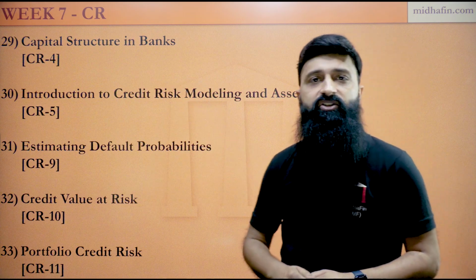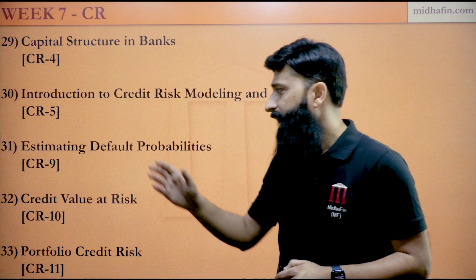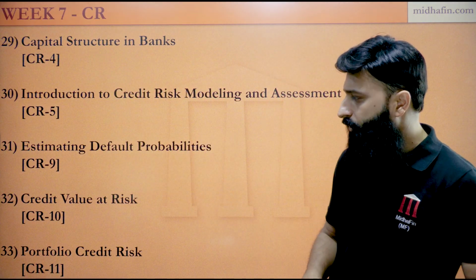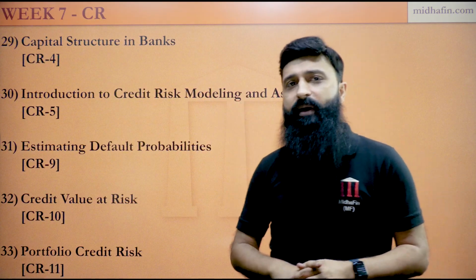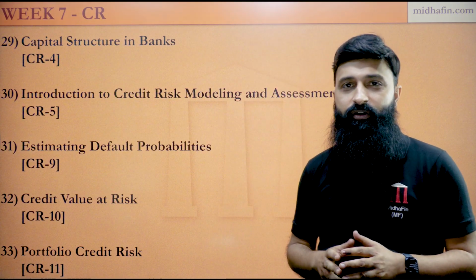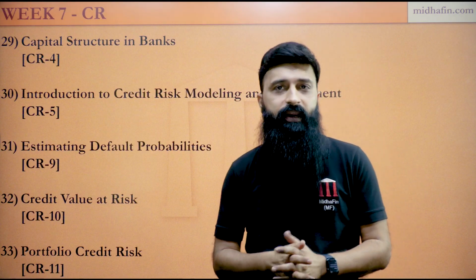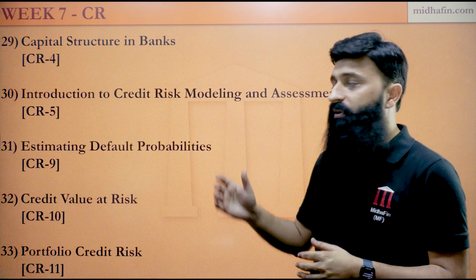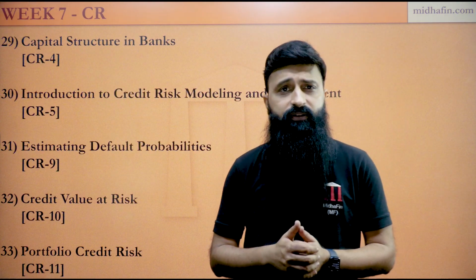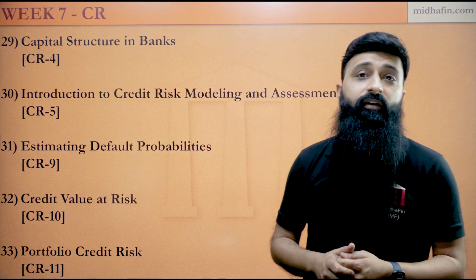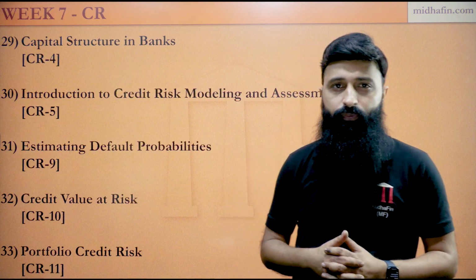Okay. Then we have week 7 CR, again credit risk. We start with capital structure in banks, then introduction to credit risk modeling and assessment, estimating default probabilities, credit value at risk, portfolio credit risk. So capital structure in banks, this is something which actually has been moved from another module, and this is also a chapter where a lot of the concepts you can relate to part 1: expected loss, unexpected loss, economic capital, all those things which you have studied in part 1, you can relate some of those things over here.